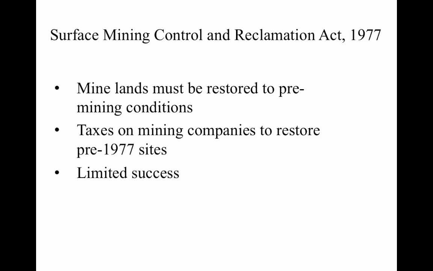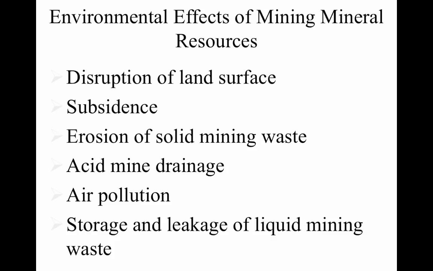In 1977, there was the Surface Mining Control and Reclamation Act, and this law said that mine lands must be restored to pre-mining condition, so they're seeking to undo some of the damage created by the 1872 law. And one of the things is the mining companies were charged a tax so that the government would collect that money and then use it to fix up the land if the company didn't do it. Problem is, this law really doesn't have any success to it because the politicians can be convinced to not go after the companies with a generous contribution to their campaign, I'm sure.